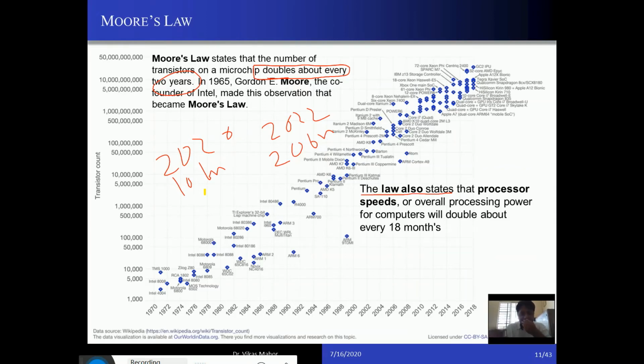Fine. So this law also says that after every 18 months, the speed of the ICs will become 2 times. The speed of the IC becomes 2 times. So this is Moore's law.